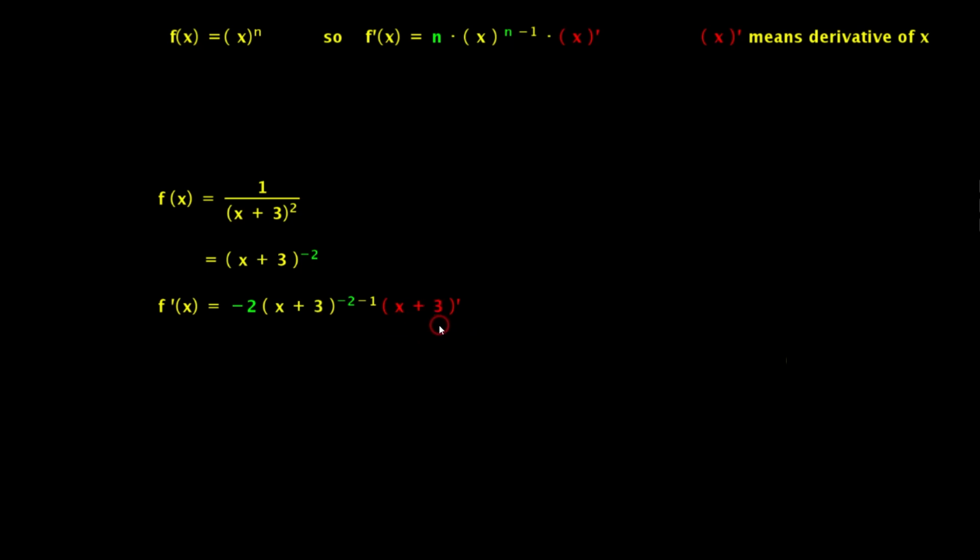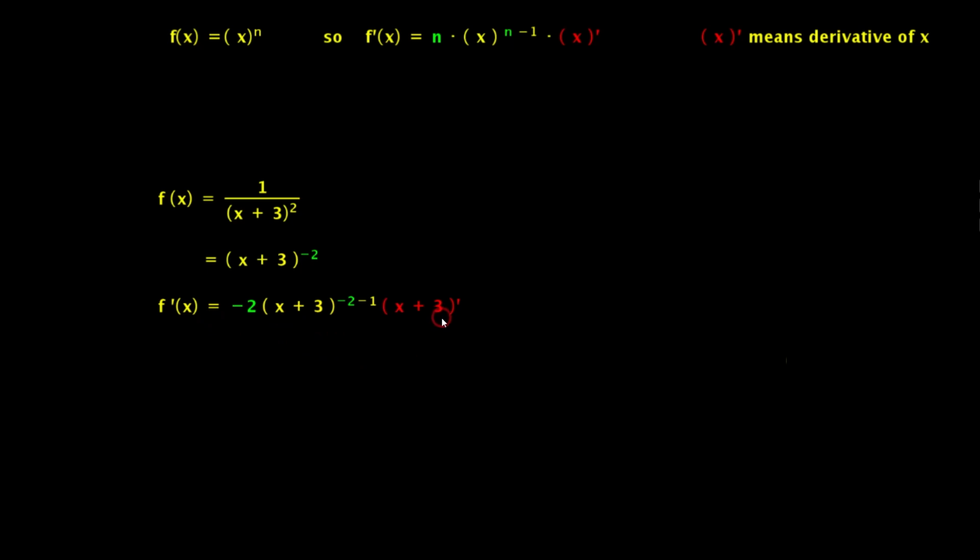So it turns out to be this. Base, -2 on the left side, -2 with a -1, times the derivative of the inside value. Inside value is whatever the value is powered with. The whole thing is powered by -2. So x plus 3 is the inside value.